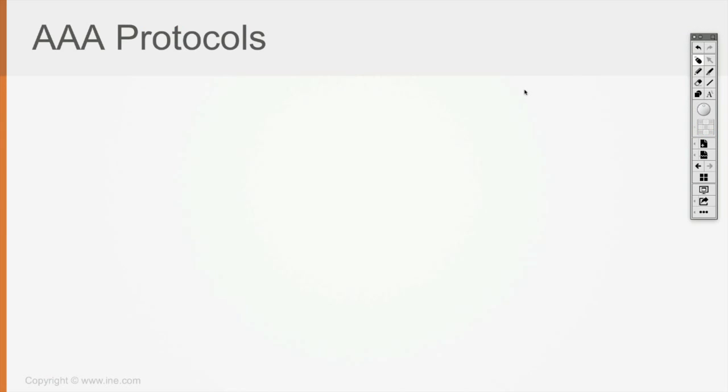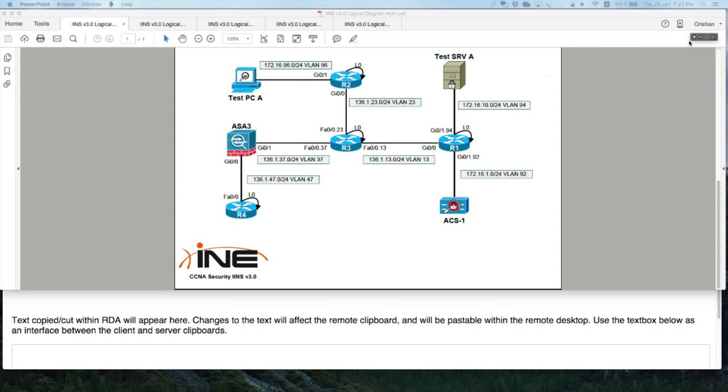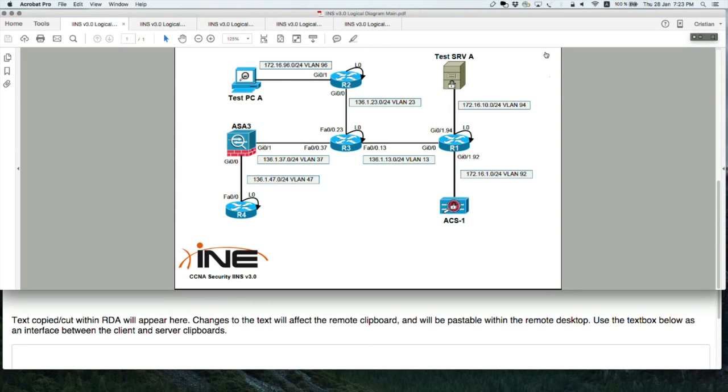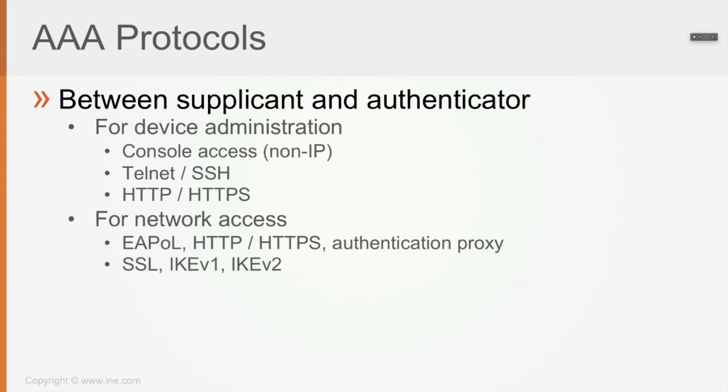Now, in order to perform that end-to-end model with those three parties involved, we have to understand the protocols that could possibly be involved, the most commonly used protocols for the user to gain network access, or to gain device access for managing it. So in general, between the supplicant and the authenticator, for device administration, if the user is connected to the console of the device, it's non-IP, just serial traffic.